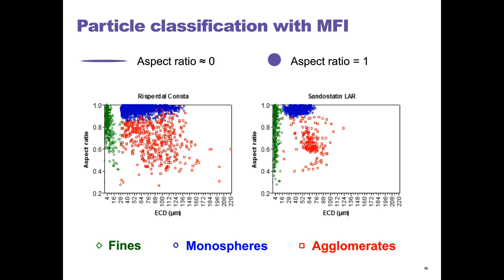A filter was developed in the MFI software based on the mentioned ECD and aspect ratio cutoffs to calculate the volume and number percentages of each particle population.